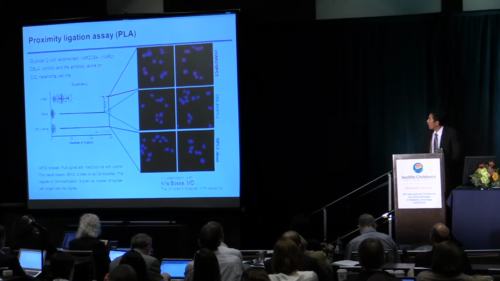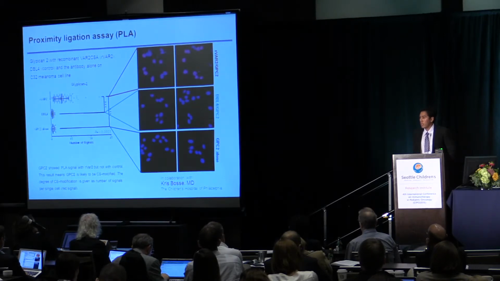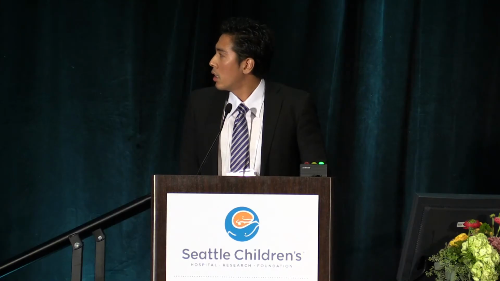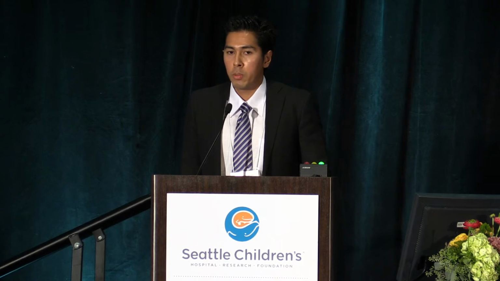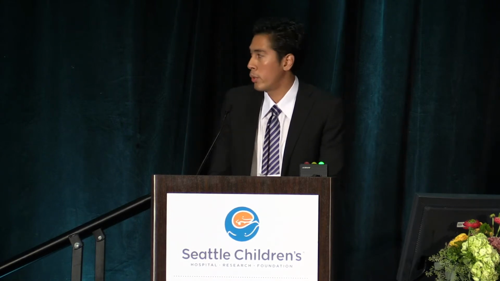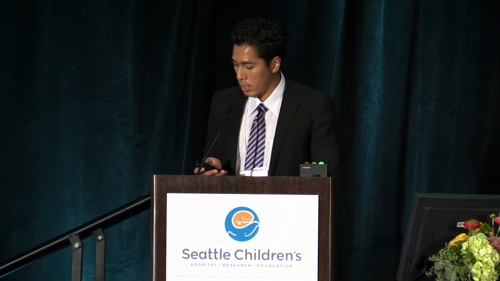And now glypican-2 has very good RNA data on neuroblastoma. So our group is eager to move forward with the neuroblastoma cell lines and tissue microarrays to address that question.